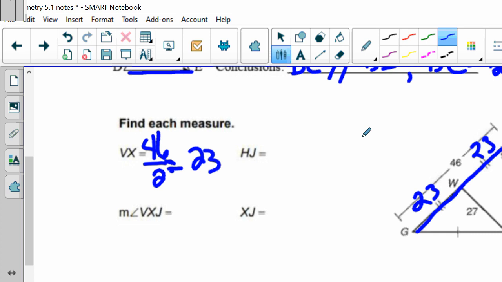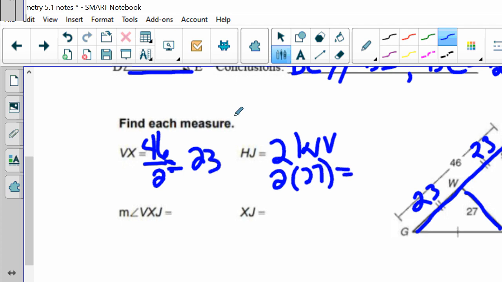Now they want HJ, so this entire segment. They give me this segment over here, so we know that HJ is going to be 2 times WV, so 2 times 27, which is 54. So we know this whole length now is 54. So each of these little parts is 27 as well.